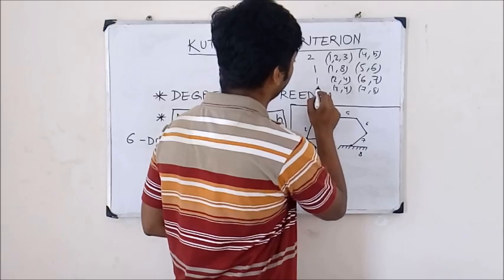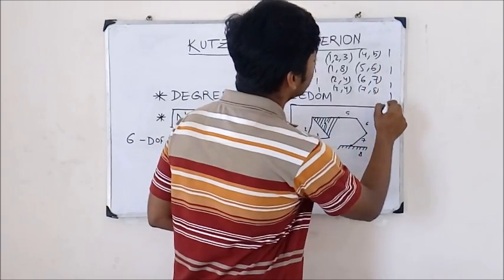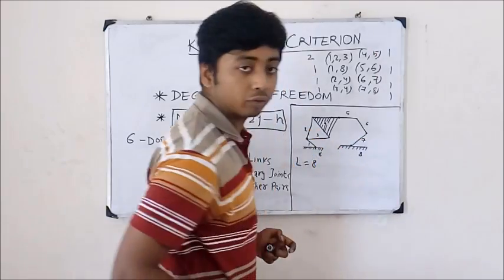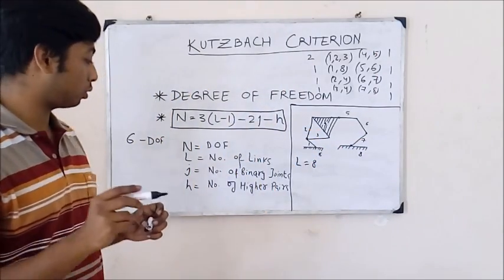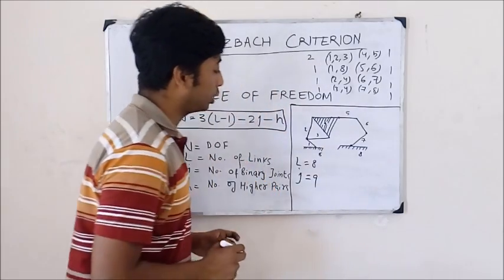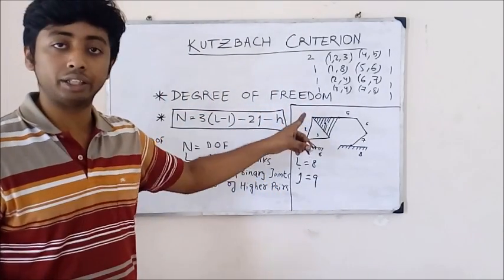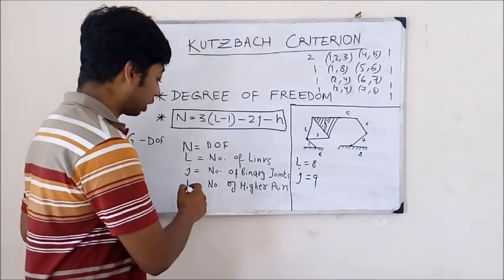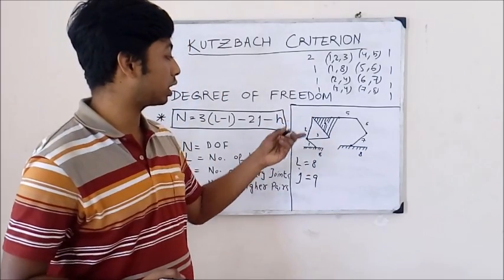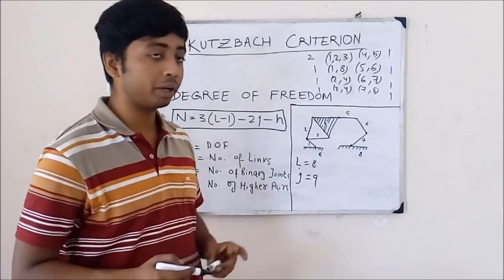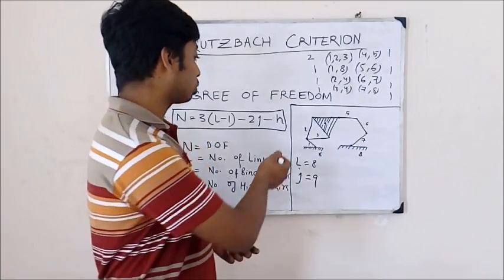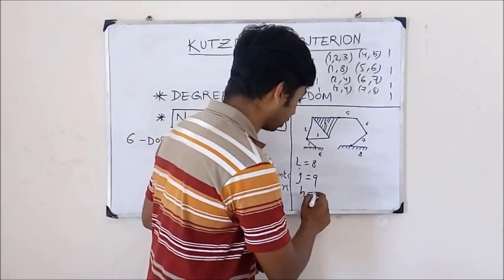So the rest are 7 binary joints, and in total we have 2 plus 7, so 9 binary joints. J is equal to 9. So in total we have 9 binary joints in this kind of system. Now let's calculate the number of higher pairs. Easily you can see from this that there is no kinematic pair which has point or line contact between them. So obviously h is equal to 0 in our case.